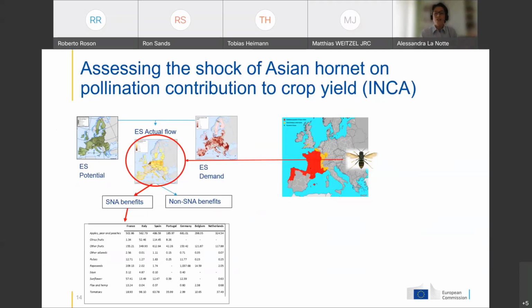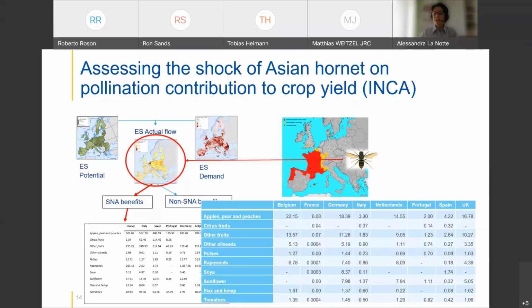And the second policy question is, considering that in some countries, France, for example, is almost covered by this problem, but in other countries the Asian hornet is only spreading around, if nothing is done in these countries where the wasp is spreading, what is going to be the hypothetical loss? So we asked this as a policy question.